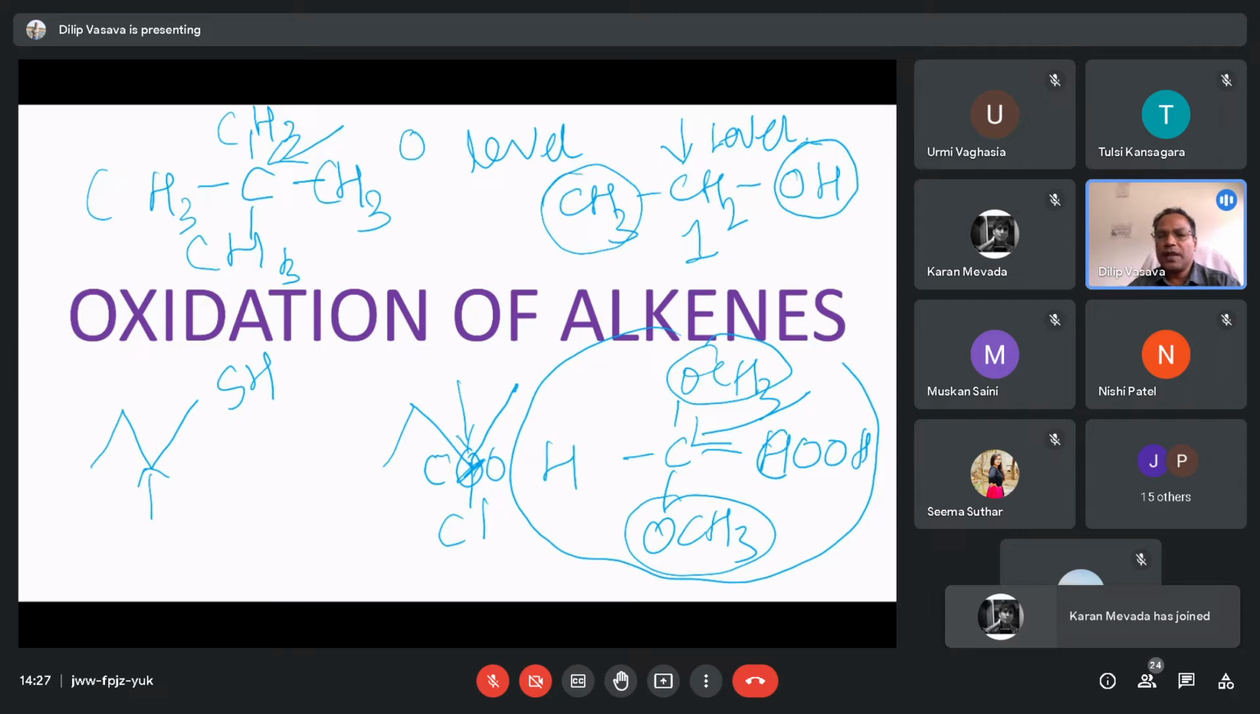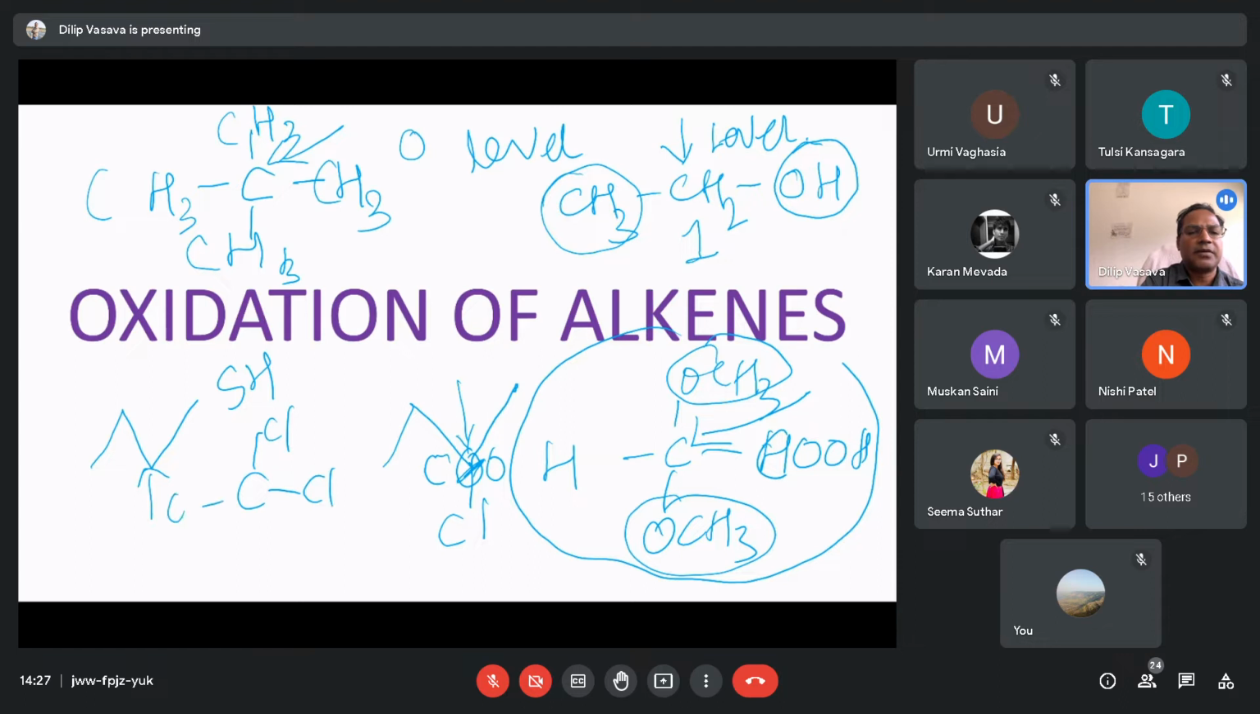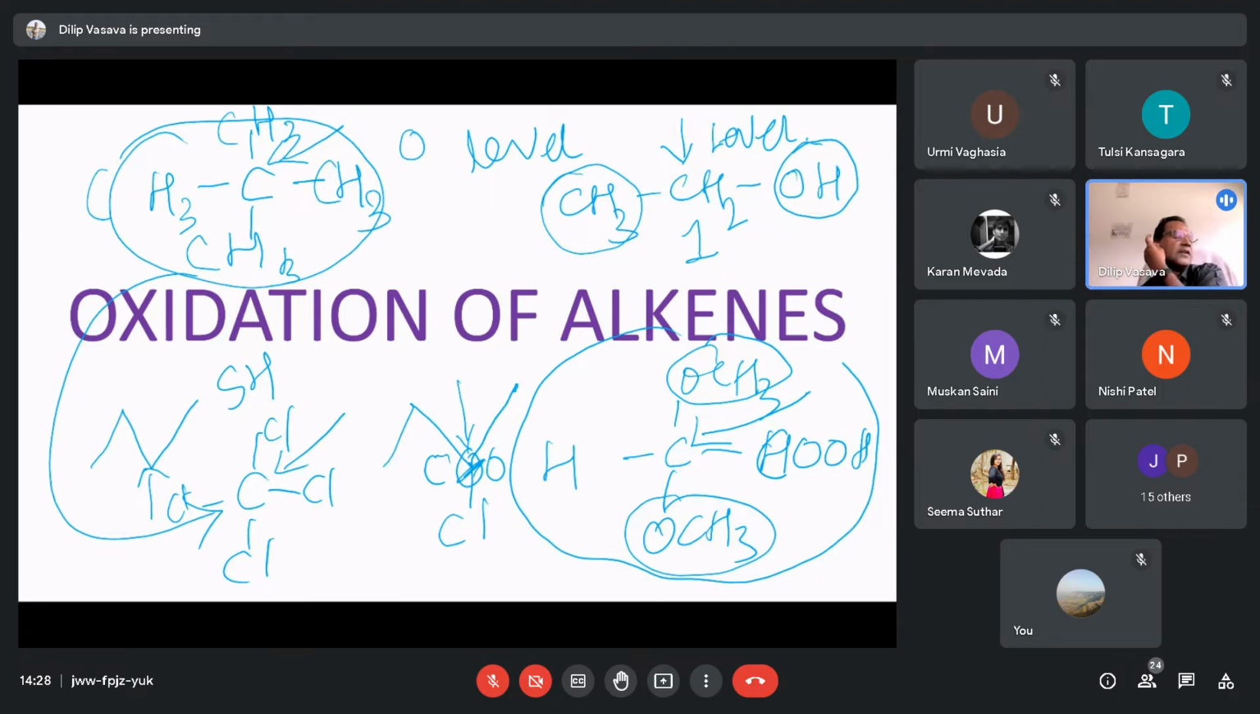Now level 4. Just recall the structure of this. This is carbon tetrachloride. Now what do you say about this carbon atom? It is level 4, correct. Okay, level 4. So level 0 you have seen here, and it reaches up to level 4. So this is the basic of the oxidation level with the carbon atom.